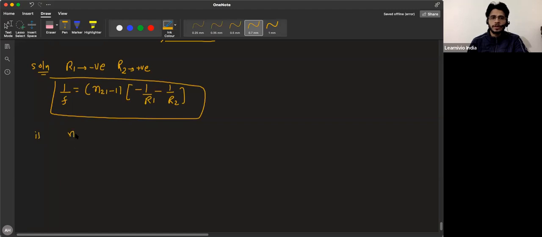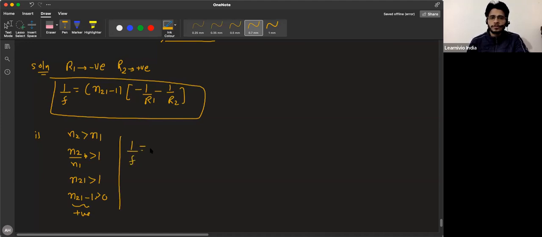First case, if n2 is greater than n1. Then n2 by n1, which is nothing but n21, is greater than 1. So n21 minus 1 is greater than 0. It's a positive term. See, n21 is greater than 1, and you're subtracting 1 from something which is greater than 1, so it will be a positive quantity.